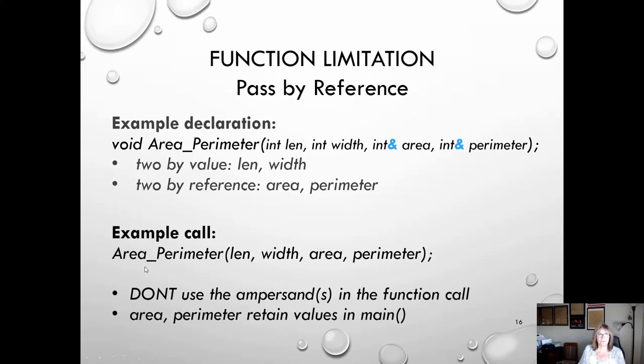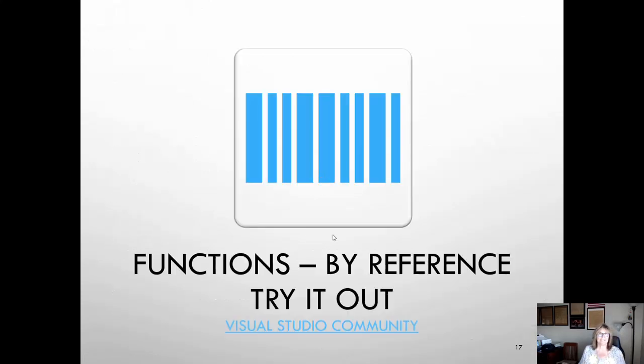So this is what the function call itself would look like. Now notice in the function call I don't have ampersands. I'm just passing 4 arguments to the function itself. It is the function declaration that is determining that the second 2 are being passed by reference. So let's try this out. Let's do a couple of functions where we are passing values by reference.